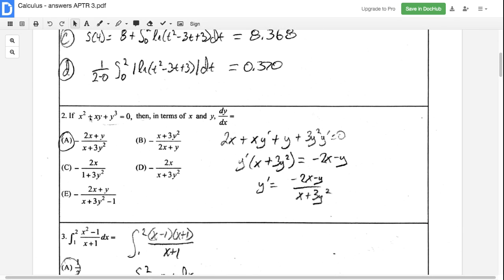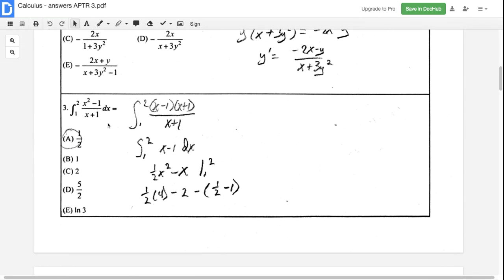Next one is just an implicit differentiation problem. So the derivative of x squared is 2x. Then on the derivative of xy, I've got to do the first times the derivative of the second plus the second times the derivative of the first. And then the derivative of y cubed gives me 3y squared y prime. I set that equal to 0, and I leave these two on the left and factor out the y prime. The 2x and the y need to go to the other side, so I subtract them, and then I divide. That gives me the answer of A.